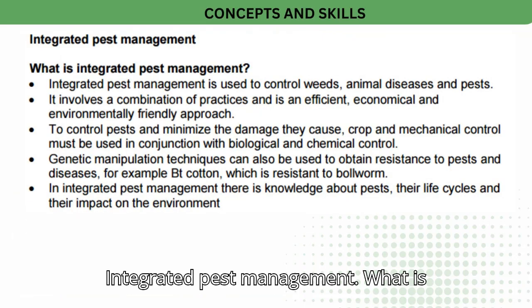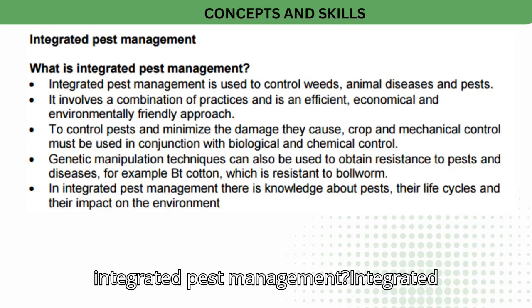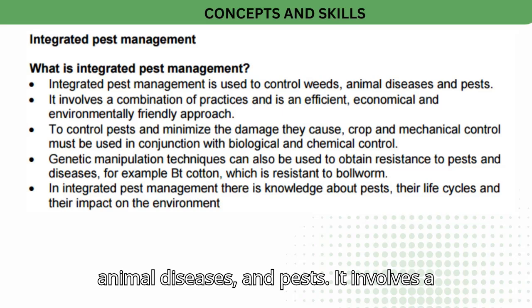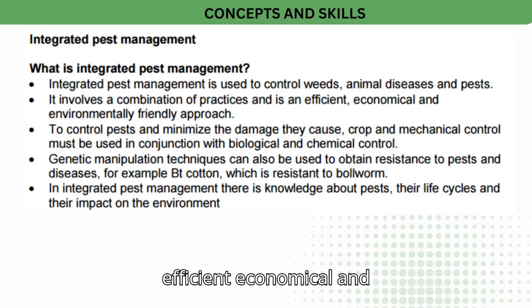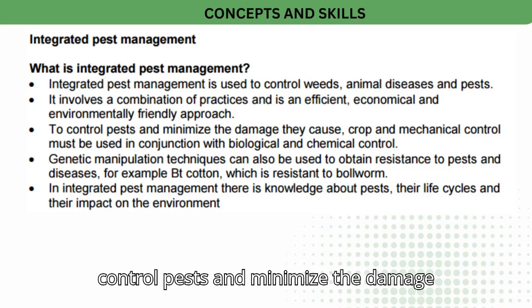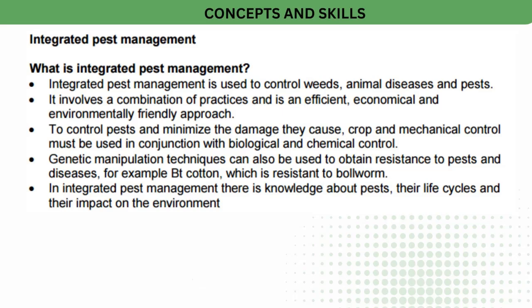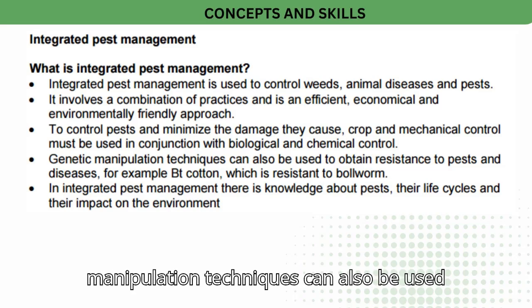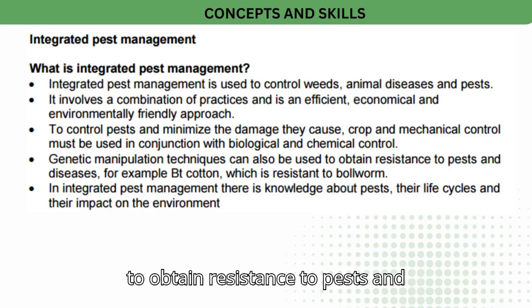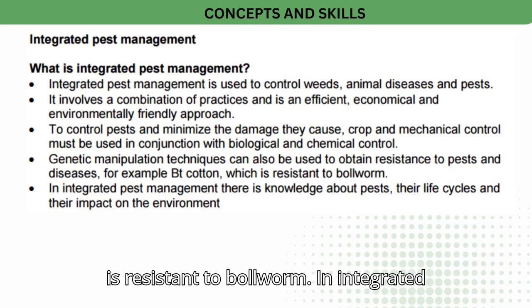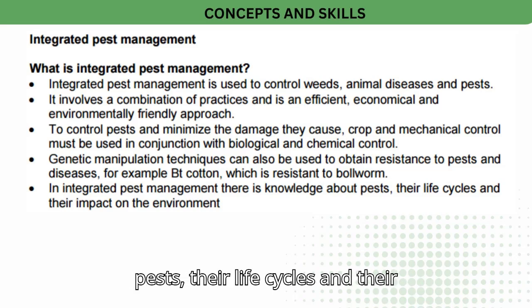Integrated pest management. What is integrated pest management? Integrated pest management is used to control weeds, animal diseases and pests. It involves a combination of practices and is an efficient, economical and environmentally friendly approach. To control pests and minimize the damage they cause, crop and mechanical control must be used in conjunction with biological and chemical control. Genetic manipulation techniques can also be used to obtain resistance to pests and diseases, for example Bt cotton, which is resistant to bollworm. In integrated pest management there is knowledge about pests, their life cycles and their impact on the environment.